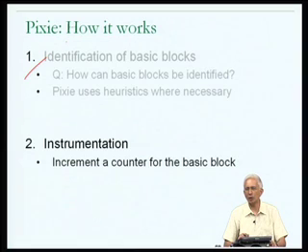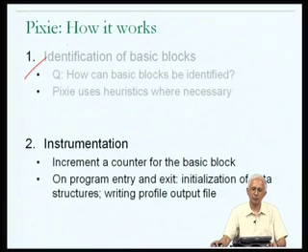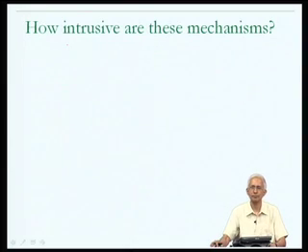And basically remember that all that Pixie does is it gives us basic block counts, the number of times that each basic block is executed. Therefore, all that has to be done is increment a counter associated with each basic block. So at the beginning of each basic block, include instructions to increment a counter for that basic block, initialize all the counters to 0 prior to that, and at the end of program execution, cause all the counters to be printed into the output file. Right? So on program entry and exit, initialize the data structures and write the profile output file. So the instrumentation seems to be relatively simple.